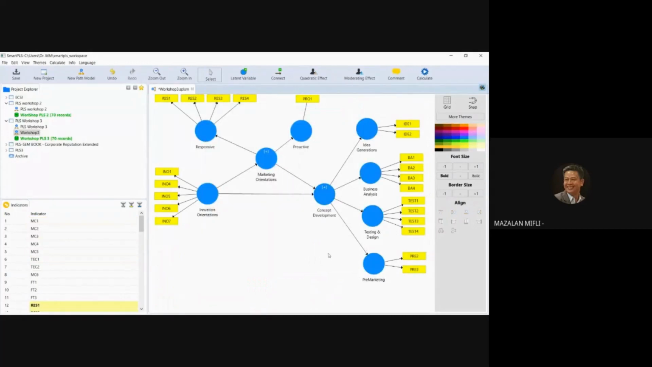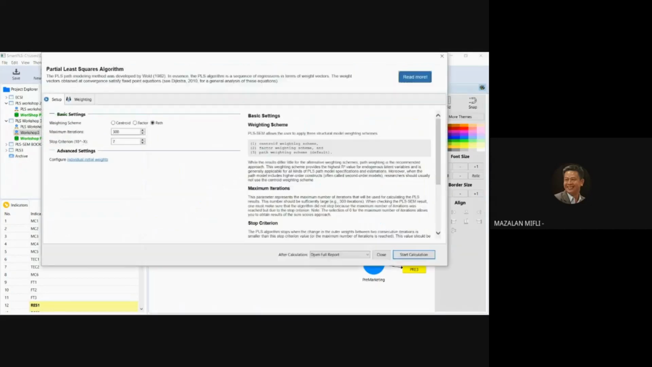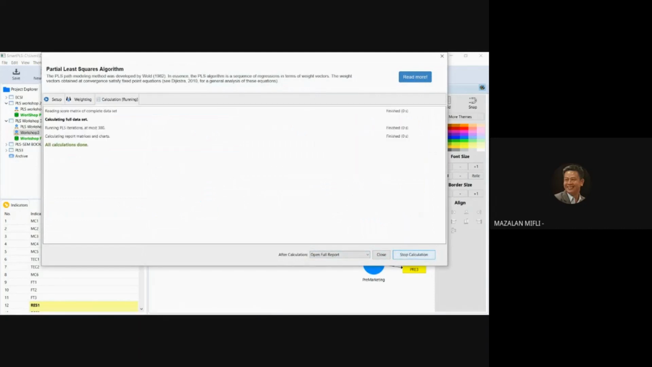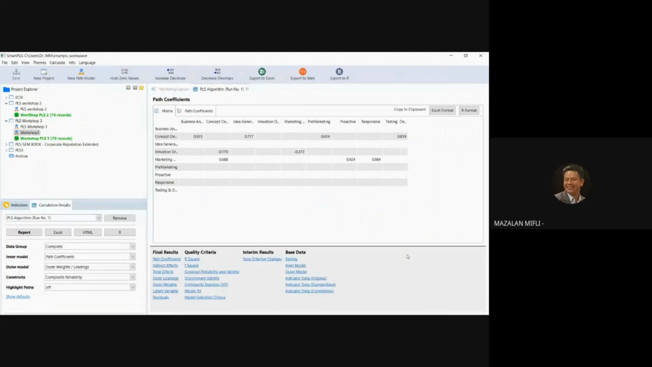Wow, okay, so it ran. We are going to run the mediation. Very easy. Bootstrap, then the path, full report. Then we run them. There you go. So where do we want to look? We have to look at the indirect effect. See the final result here. Just look at the indirect effect.